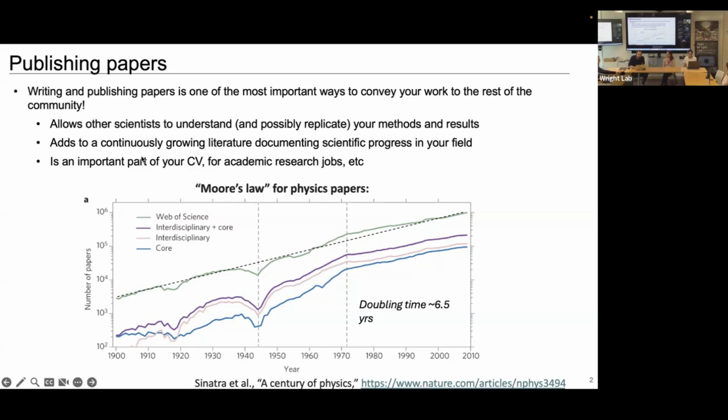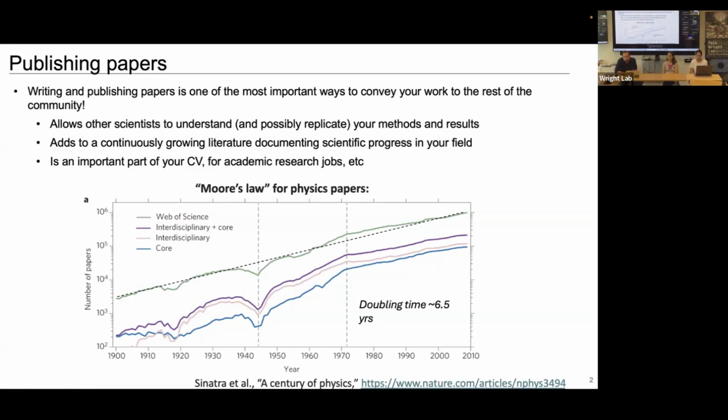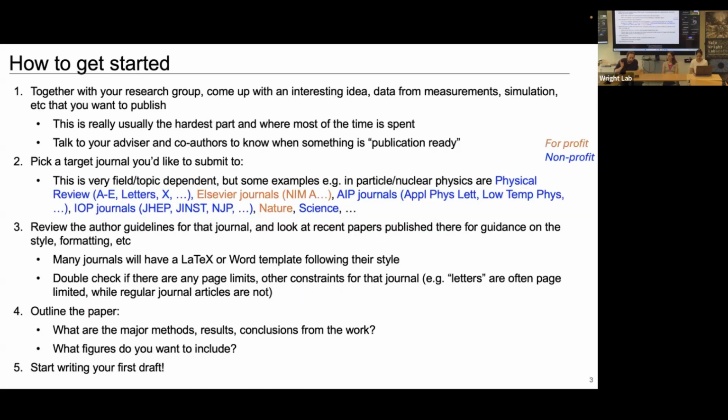I will also say, much more practically for academia, publishing is an important part of your CV for getting future positions. People look at what you've published in the past. Okay, so with that preamble, how do you actually do it? Again, it's hard to say in just a few minutes. This is a complicated process.